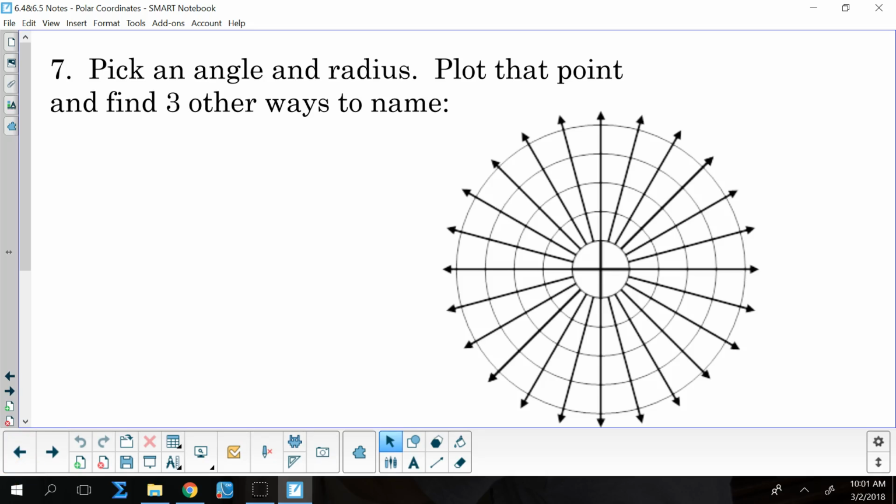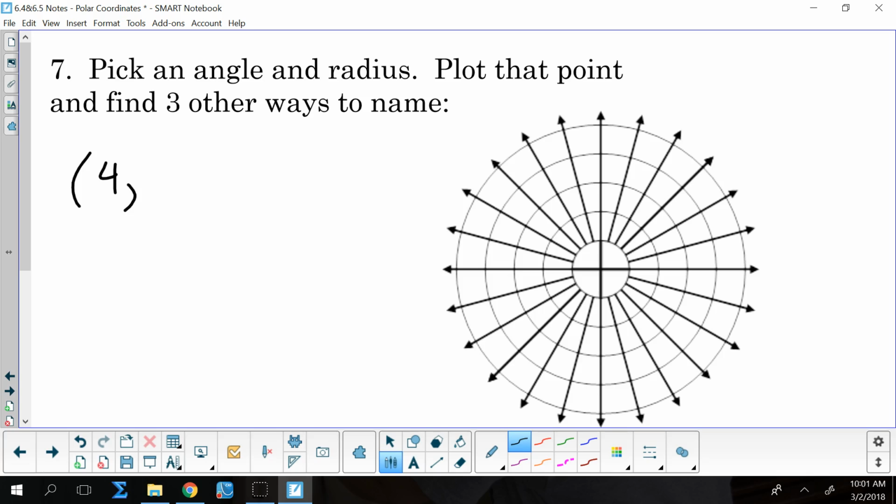So as a warm-up today, let's pick a radius and let's pick an angle. Then we all get the same one. Okay, 4. I like 4. Okay, so 4 is our radius, and then let's go with.